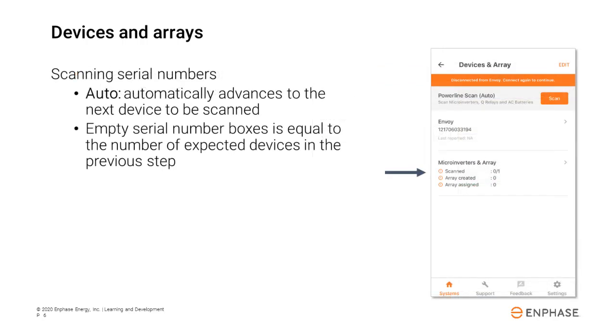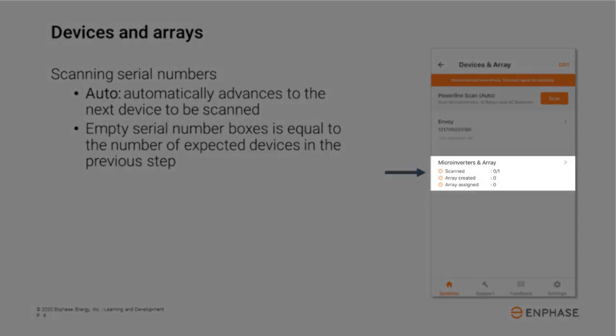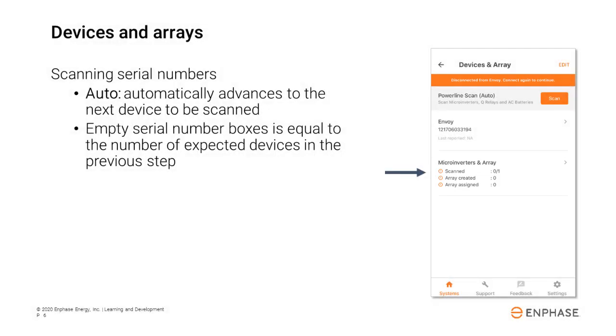Start scanning the microinverters by tapping on the arrow to the right of the microinverters and array section. You will see a list of empty serial number boxes. The number of boxes shown will be equal to the number of expected devices you entered from the previous screen. In this example, we only have one microinverter, so that's what's shown. Scanning each of the inverter serial numbers will be done in the same way as you did with the Envoy.